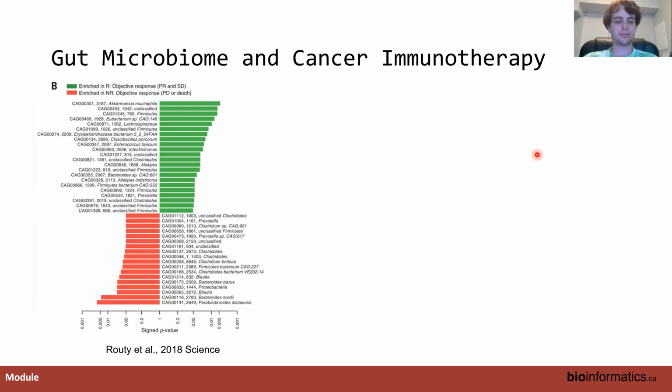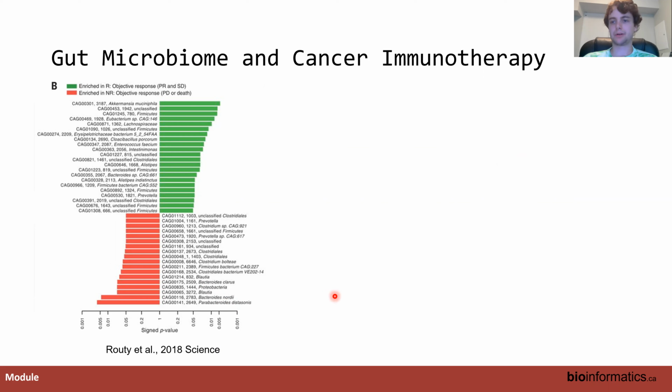So in this one paper in 2018 by Routy et al., they found that when they took fecal samples from individuals that either responded to immunotherapy for melanoma or didn't respond, responders had higher abundances of the bacteria Akkermansia muciniphila than non-responders. They also found that non-responders had higher levels of this Parabacteroides species here.